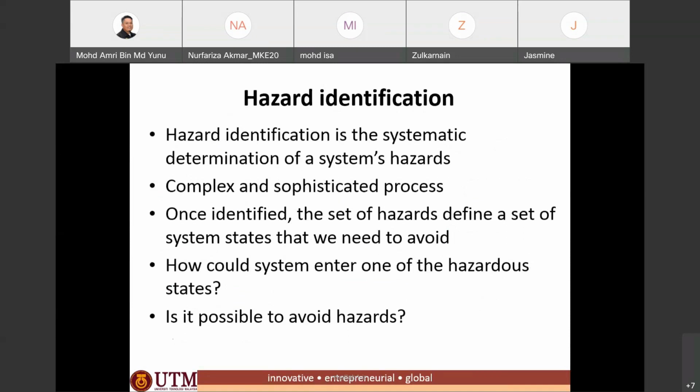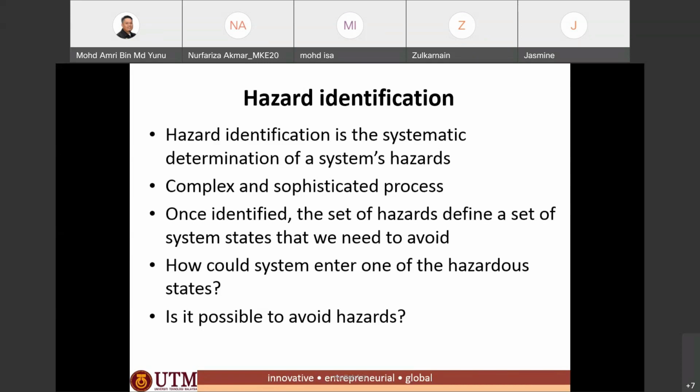When we look at a complex and sophisticated process, we define the set of system states that we need to avoid. When we identify the hazard, we need to identify the control measure. We will look into whether it is possible to avoid the hazard, but most often we cannot.